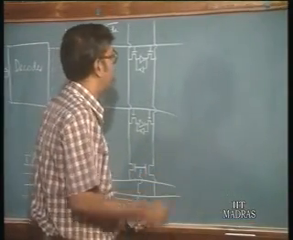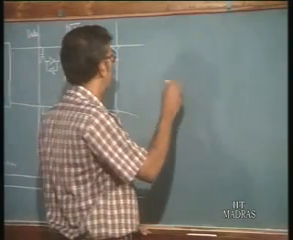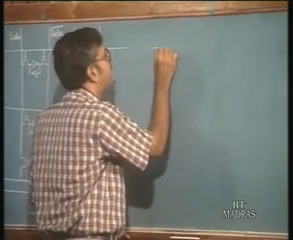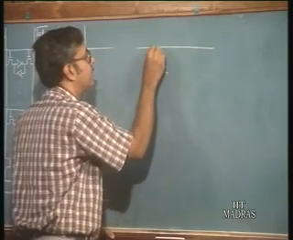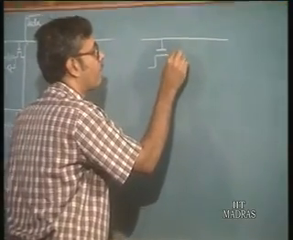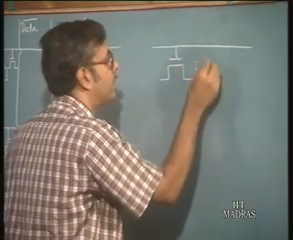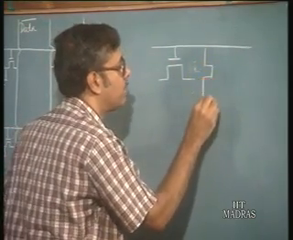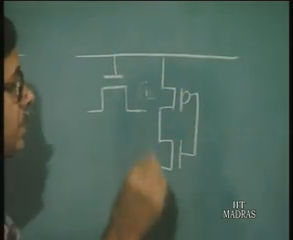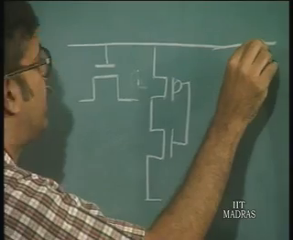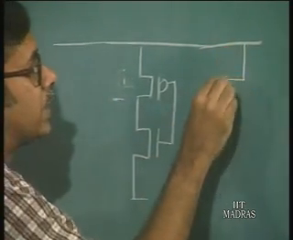So let us take a particular example. I will just draw the particular cell in a magnified form. So the cell looks like this. You have the inverters here, the CMOS inverters. This is one inverter, and this is another inverter here.